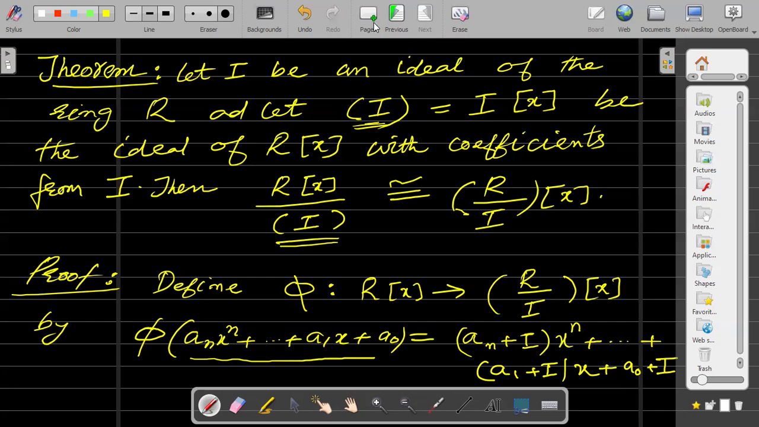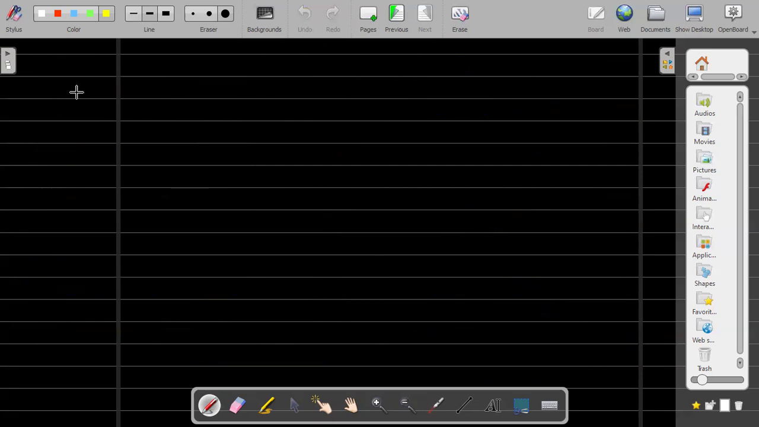Well-definedness is trivial, we don't need to prove it, because whenever a_n x^n plus ... plus a1 x plus a0 is the same as b_n x^n plus ... plus b1 x plus b0, then a_n is the same as b_n, or you can say a_i is the same as b_i for each i. From this, we conclude that a_i plus I is the same as b_i plus I for each i, and so the images are the same. So well-definedness is not the problem. Let's see that this phi is a ring homomorphism.